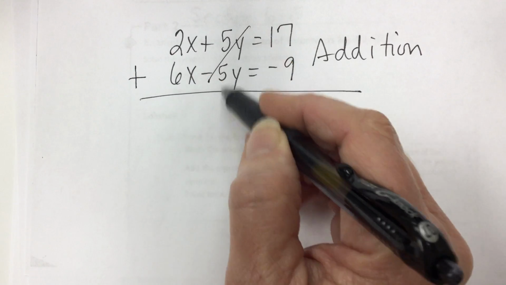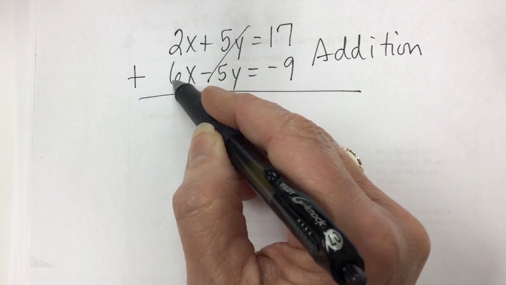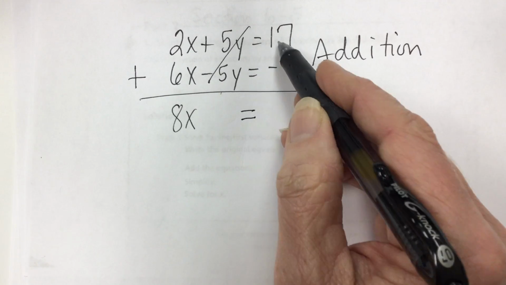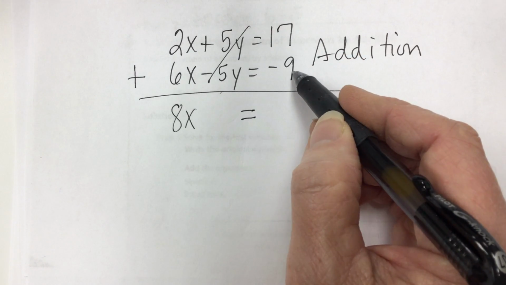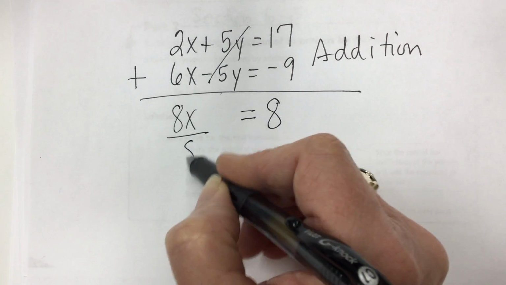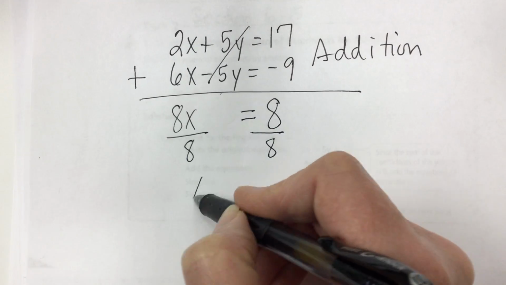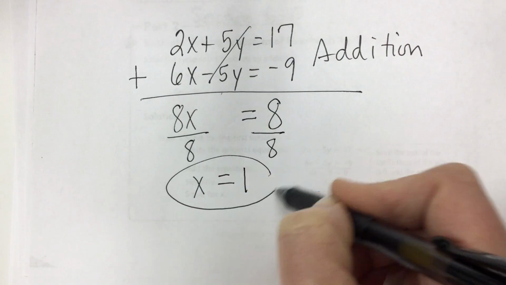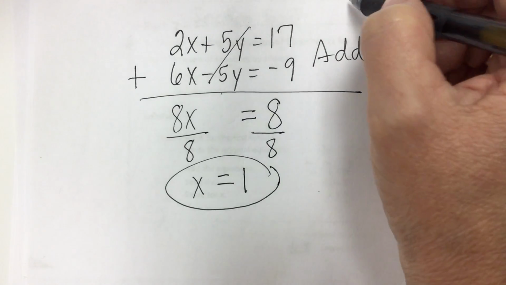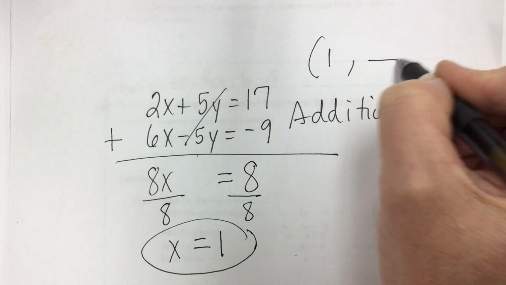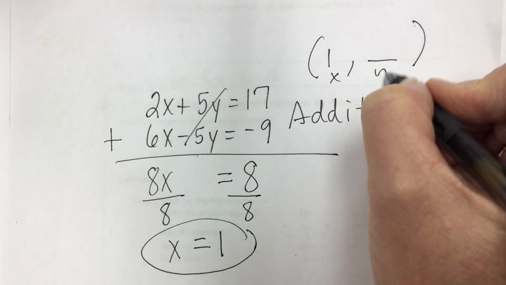So I've added these two lines. Well, 2x plus 6x gives you 8x. These cancel out, equals 2. 17 minus 9 gives you 8. Now divide both sides by 8. When you divide both sides by 8, x equals 1. So we know the point of intersection for these two lines, x is going to be 1. Now we need to find y.